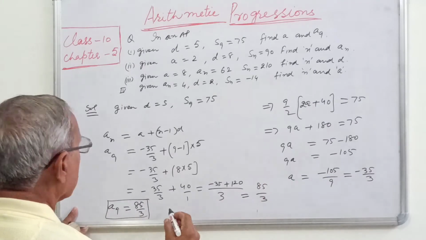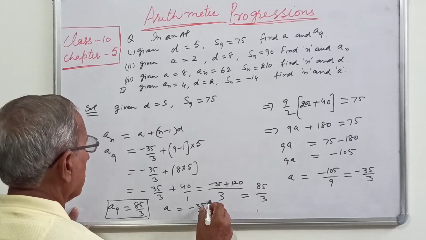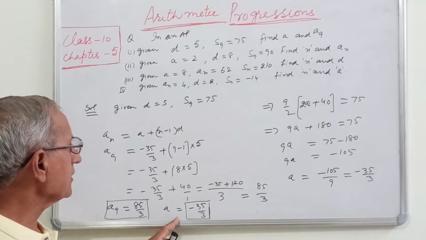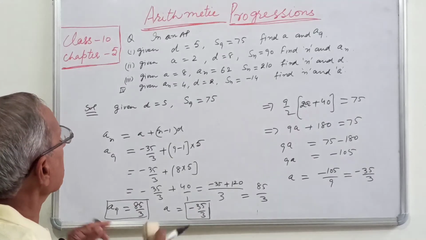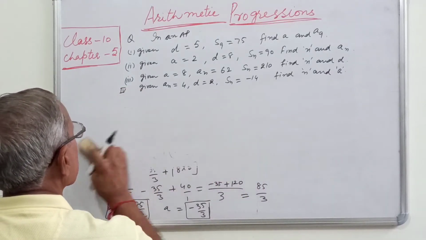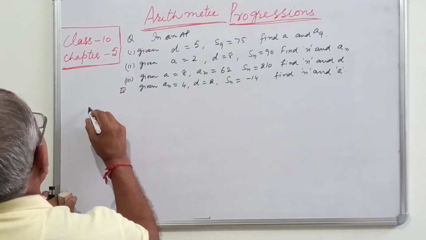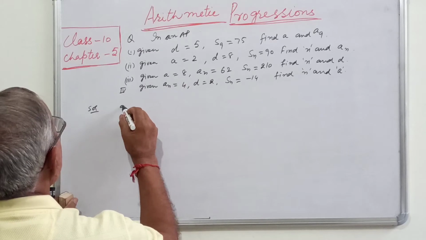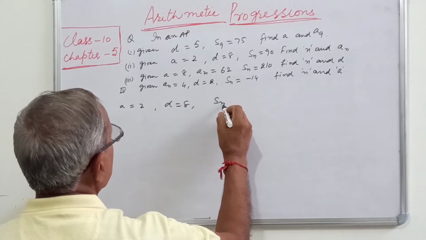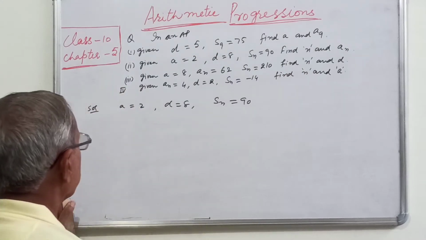और a हमने निकाला था, a बराबर निकाला था minus 35 upon 3. So ये दो आंसर हैं इस क्वेश्चन के, a9 85 upon 3 and a is minus 35 upon 3. The second part, here a is equal to 2, d is equal to 8 and Sn is equal to 90. We have to find the value of n and an.